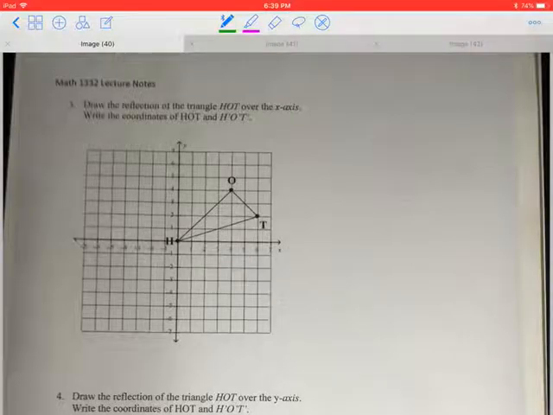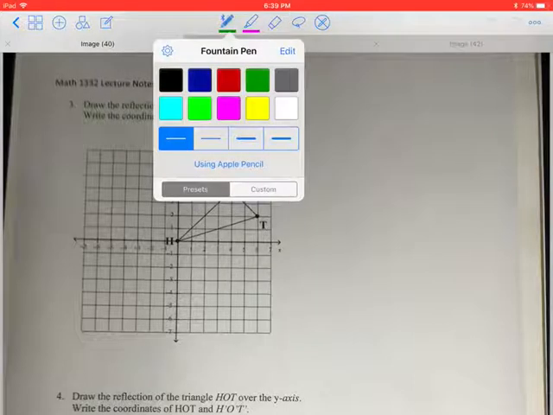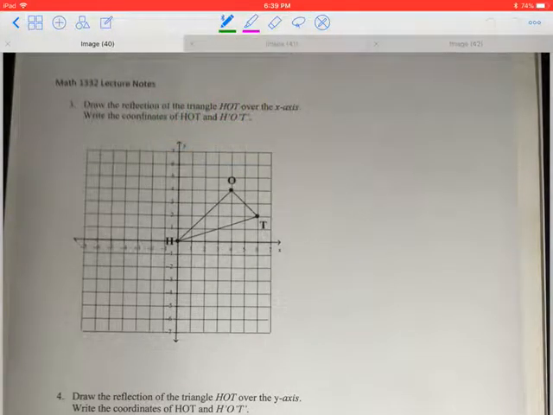Okay, we're continuing with our reflections, and I'm sorry this page is a little bit blurry. So on number 3, we want to draw the reflection of the triangle over the x-axis, and this time we're not going to do the coordinates. We're going to leave that part out.